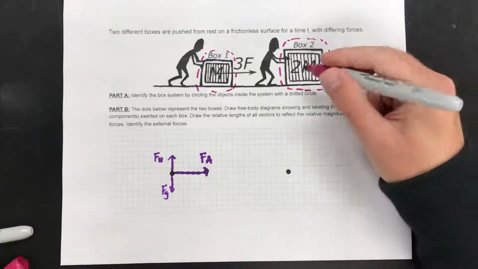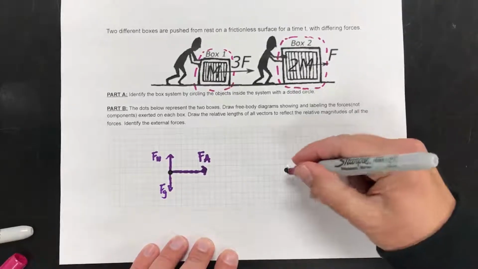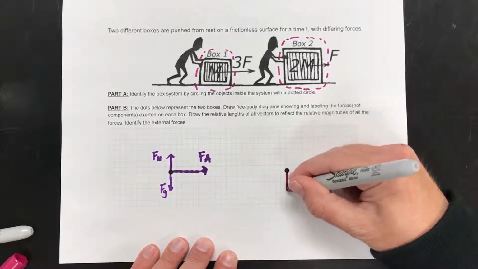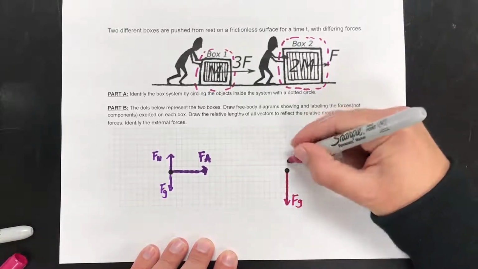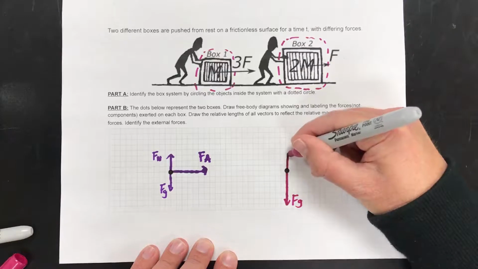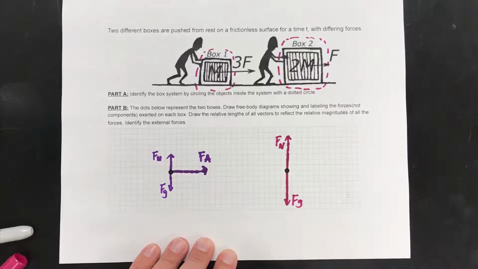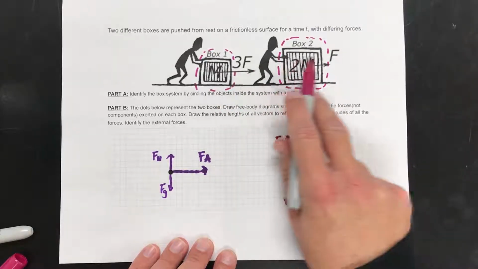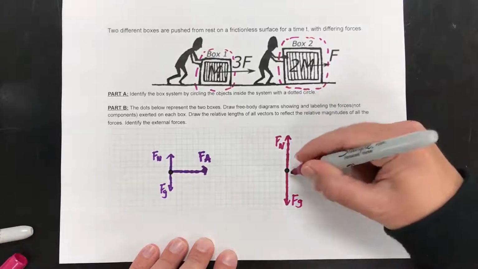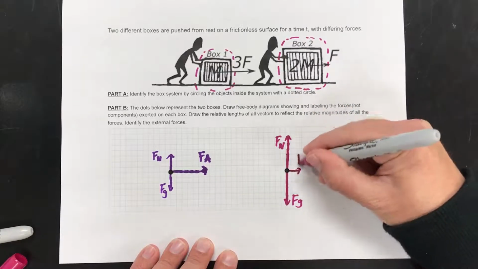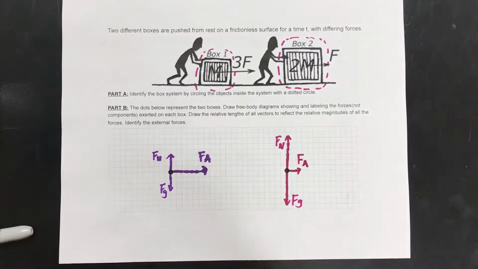Second box is twice the mass. So it's going to have twice the force of gravity on it. Since I drew this one 3 long, I've got to draw this one 6 long. And likewise, the normal force to cancel it out will be 6 long, pointing up. Now the last thing is, remember, this is 3F and this is F. So this is only 1/3 the force. Here I drew it 6 long, so here I just got to draw it 2 long. So that's the applied force in that case there.